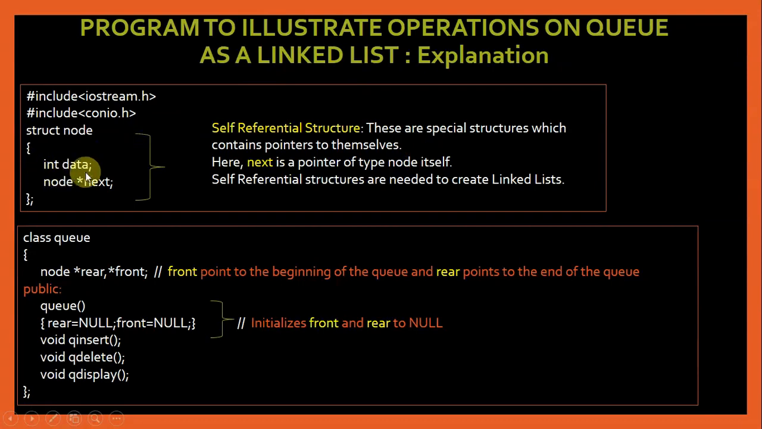And you can have any type of data here. I have declared only integer type of data. You can have more data also here. And this type of structures are used to create linked list. The next portion of the program is class Q, in which we have created two pointers, rear and front. Front points to the beginning of the queue, and rear points to the end of the queue. All the additions take place from the rear end, and all the deletions take place from the front end. Then in the public section, we are creating a constructor, and we are initializing both front and rear by null, because this is the initial value of a pointer. Then we are declaring three functions: Q insert, Q delete, and Q display.